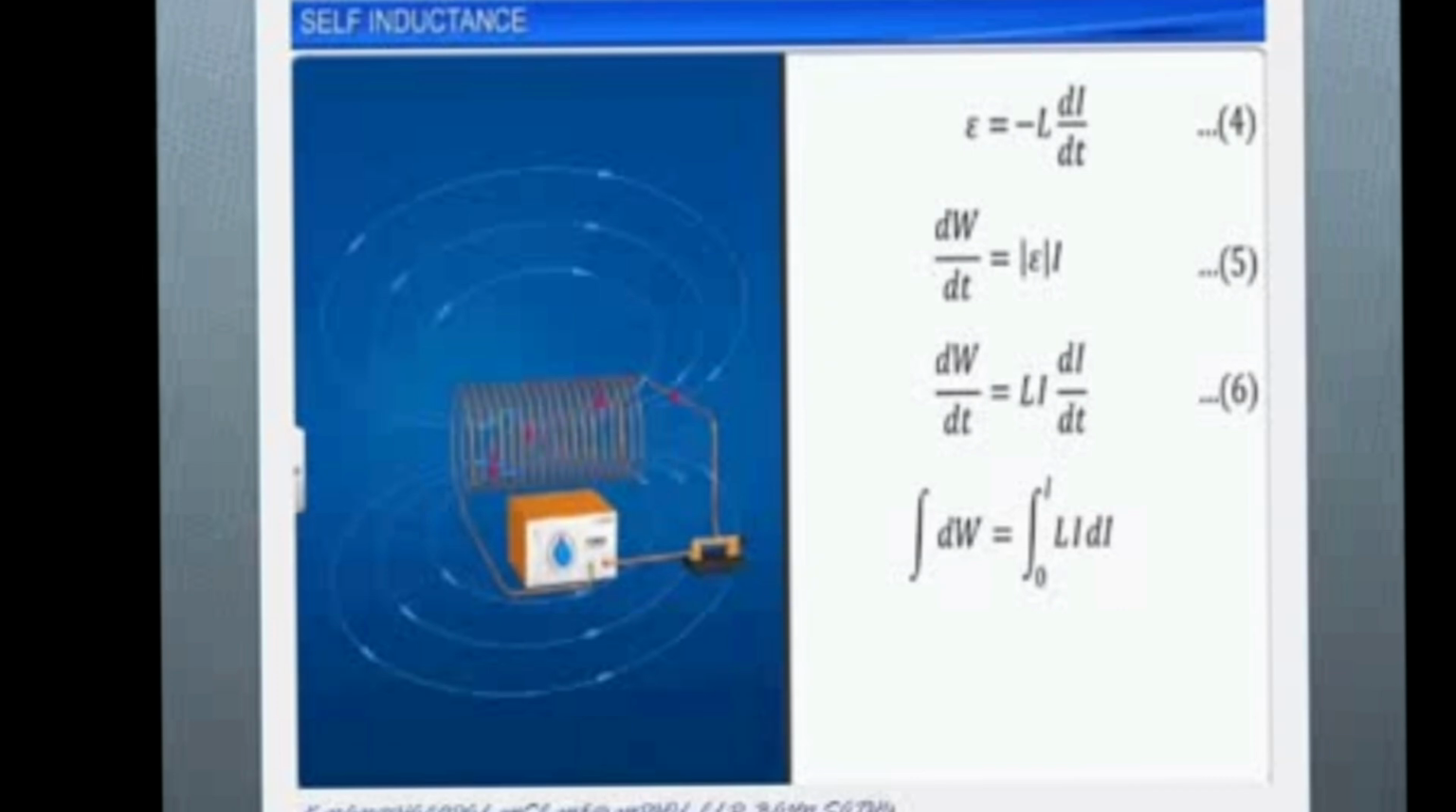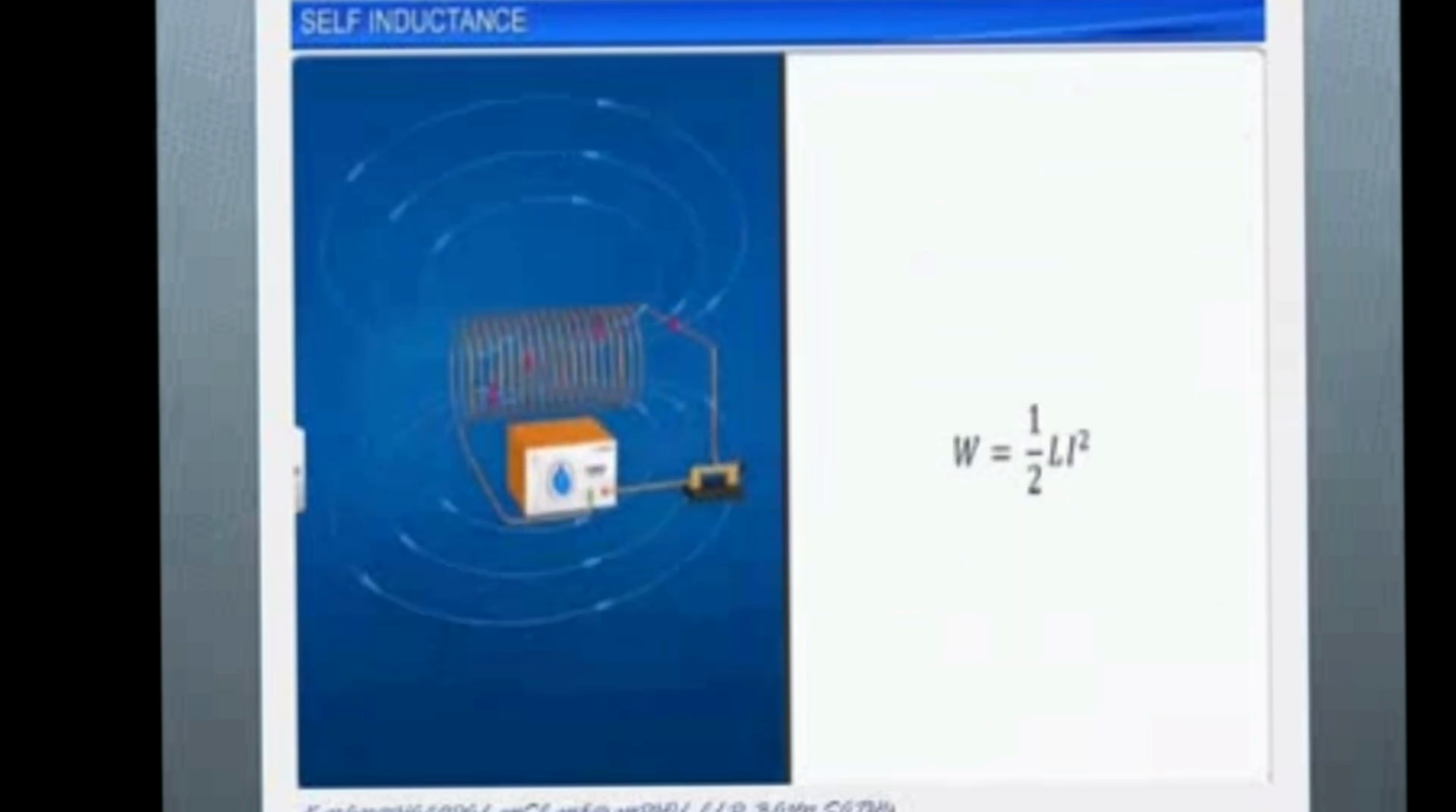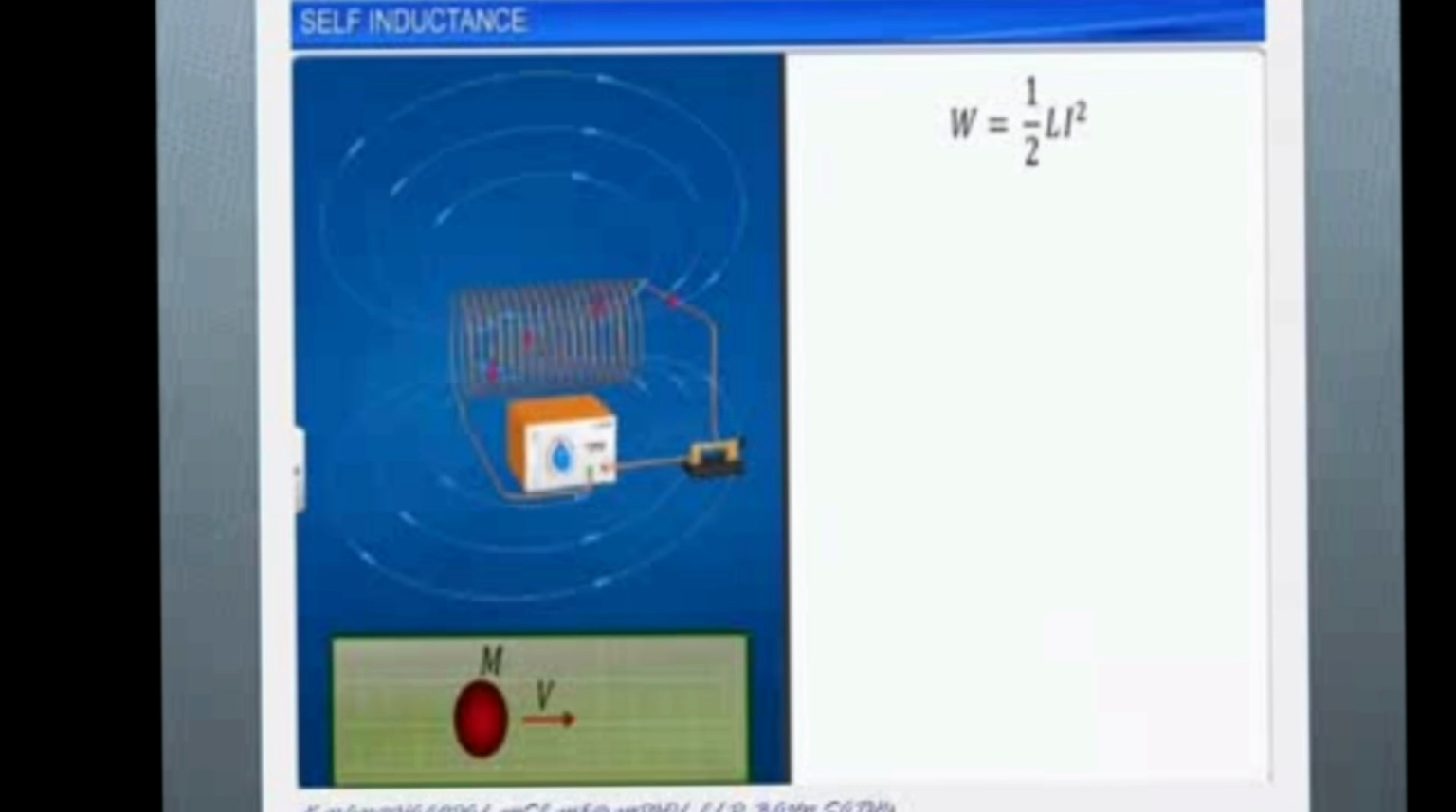to I. Integrating that, you will get W equal to 1 by 2, using the formula integral of x dx equals x square by 2. So W equals 1 by 2 L I square, that is the amount of energy stored in the coil. That is the amount of energy stored in the coil.